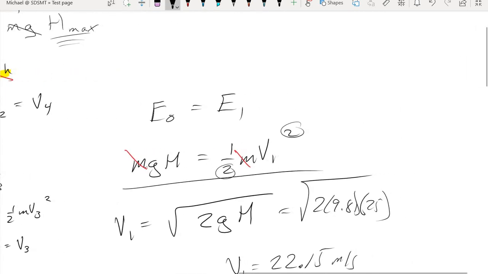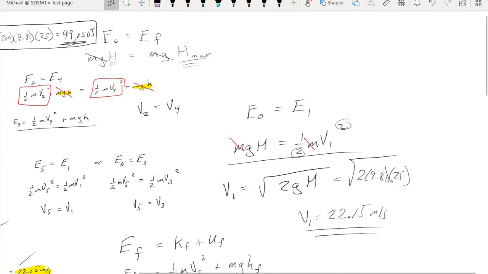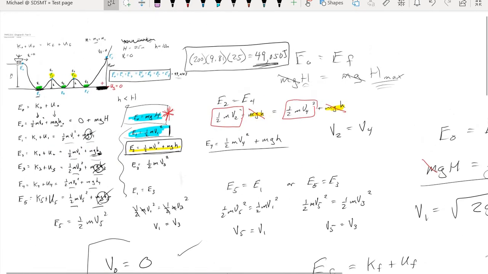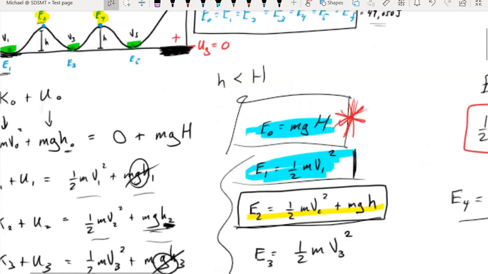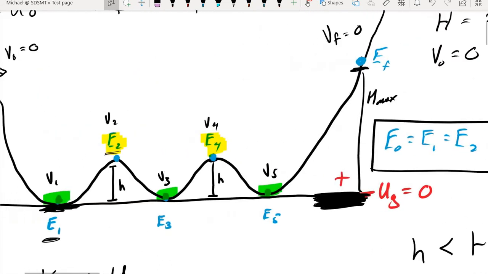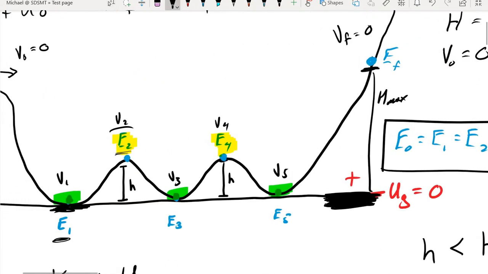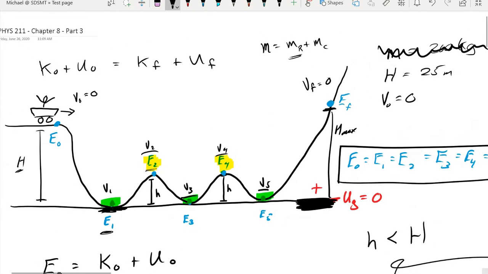As far as these energy equations are concerned, the mass doesn't matter. Whether it's a small child on this ride or a large adult, when they get to the bottom of that first hill, they should both experience the same velocity. And they should all experience the same velocity at the top of the next hill. They should all experience the same velocity, all the way through.